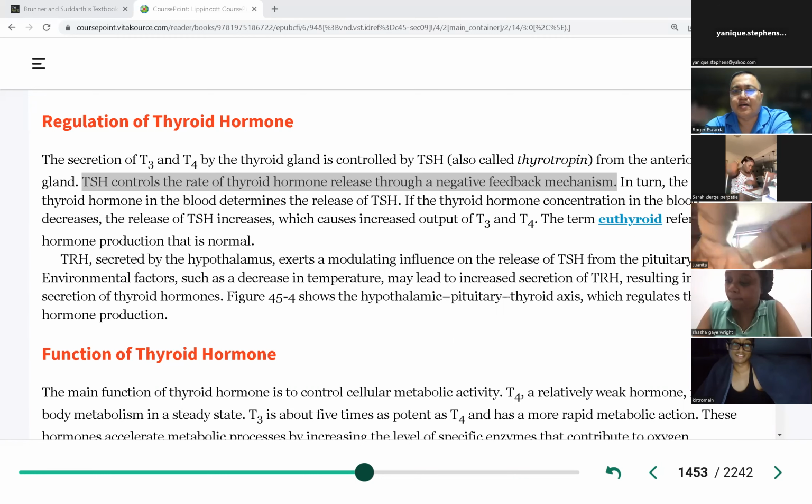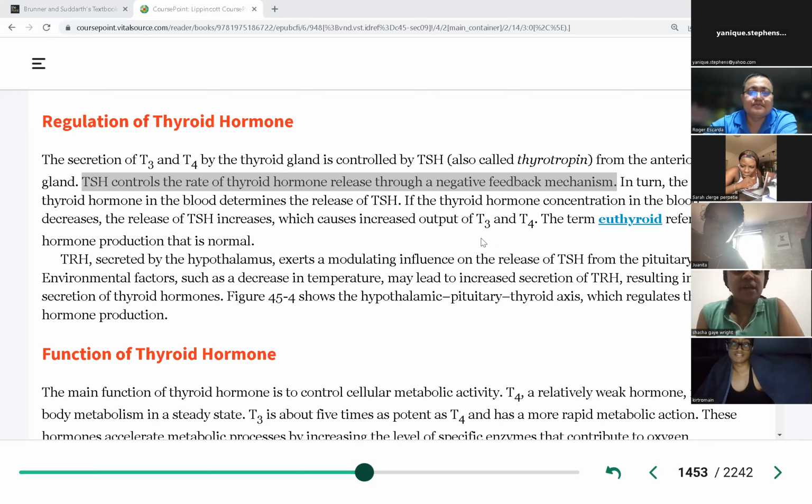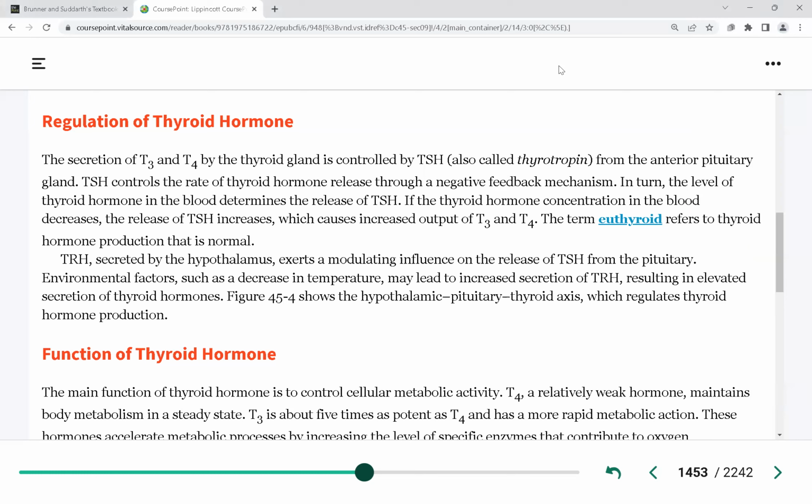That's okay. So what about Sasha? Read that statement, please. TSH controls the rate of thyroid hormone release through a negative feedback mechanism. Okay. So through negative feedback mechanism, what does it control again? The rate of thyroid hormone release.